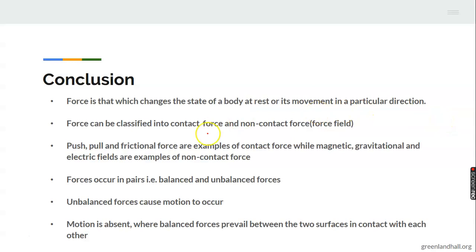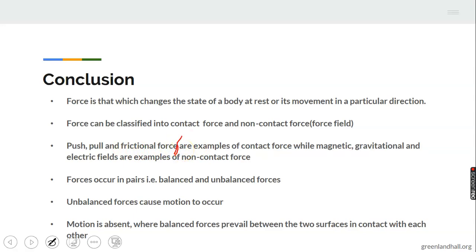Okay, so in conclusion, for how we've been doing all this while for 2 weeks, we talk about force, and force is that which changes the state of a body at rest or its movement in a particular direction. Okay, force can be classified into contact and non-contact forces. You can call non-contact force field too. So push, pull, and frictional forces are what?